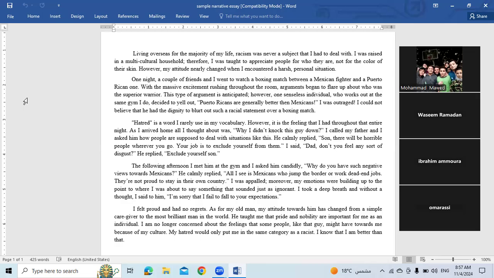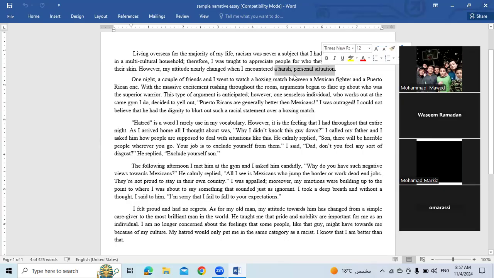Here, before Mawad reads, we said that the atmosphere... What do you think the atmosphere of the story will be if we focus on the end of the first paragraph? How might the attitude be? Racism. Okay, so my attitude changed when I encountered a harsh personal situation. So here the writer is not going to be having a nice situation, right? There is going to be something rude, something harsh, something difficult. Let's see. Yes, Mawad, begin the story.